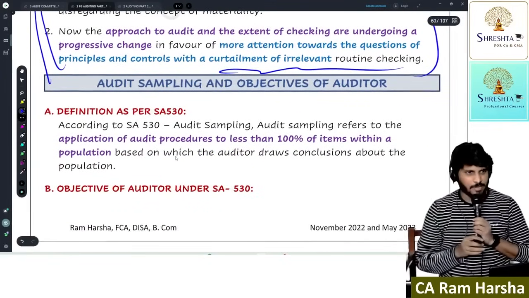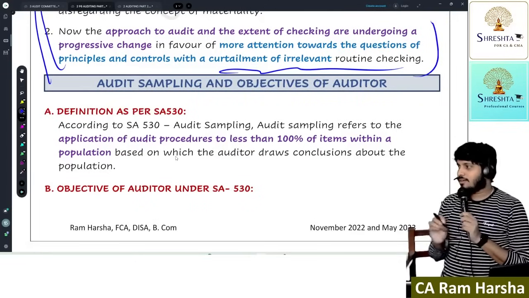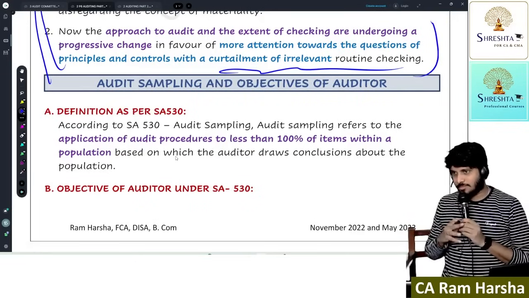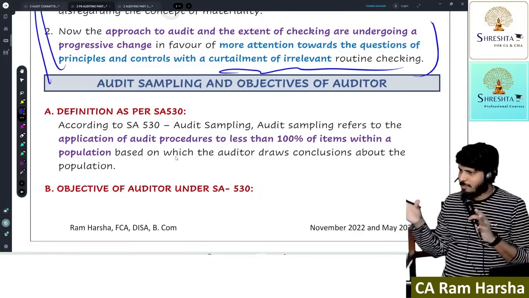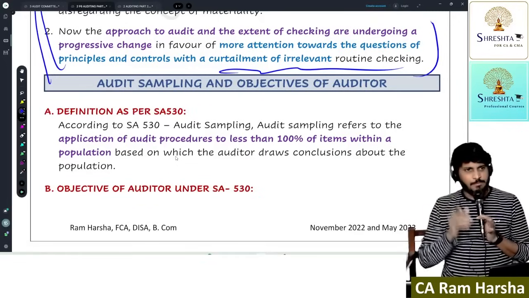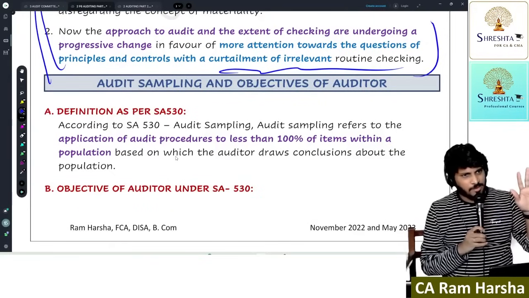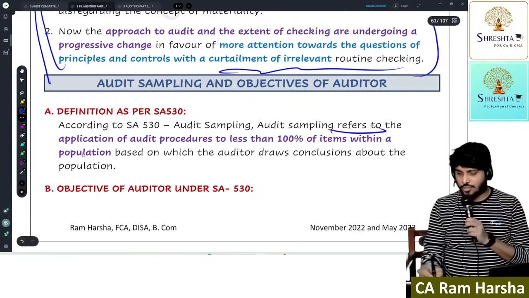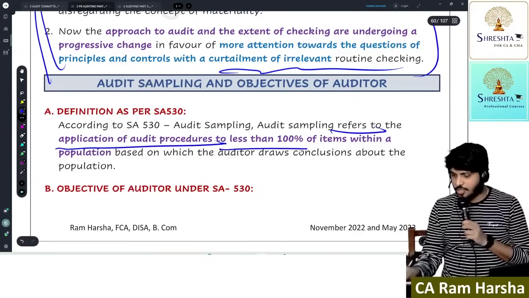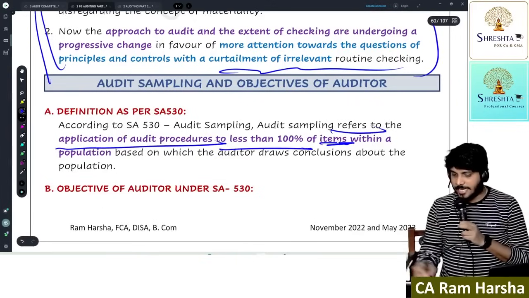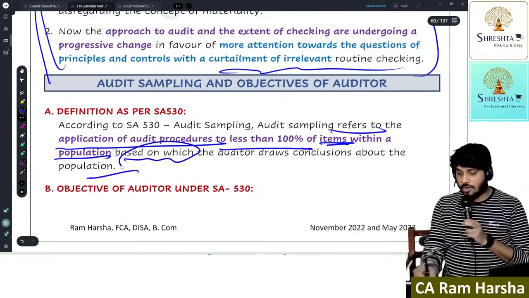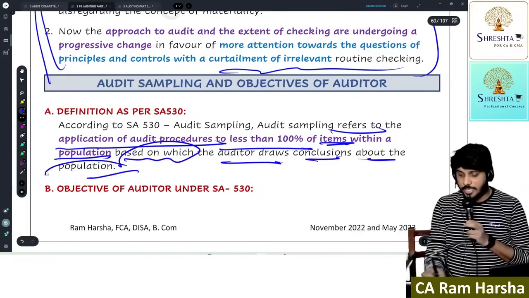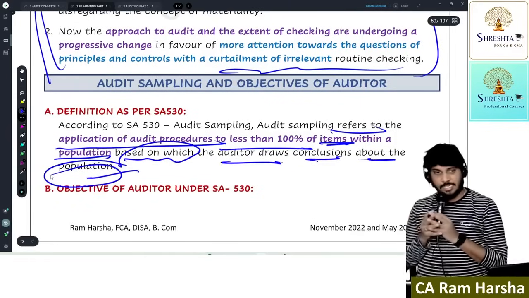What is audit sampling? First of all, we apply our audit procedure. We verify. What do we verify? In a sampling method, we verify the entire population or a sample. Sample means less than 100% data. That's it. Audit sampling refers to application of verification procedures to less than 100% items within a population. So that is called audit sampling, based on which the auditor draws conclusion about the population. Getting it? All of you.